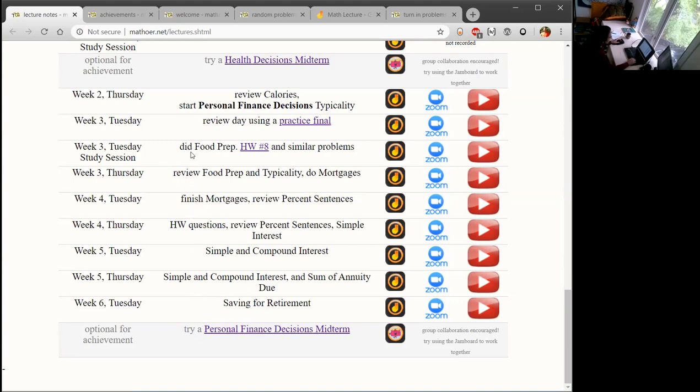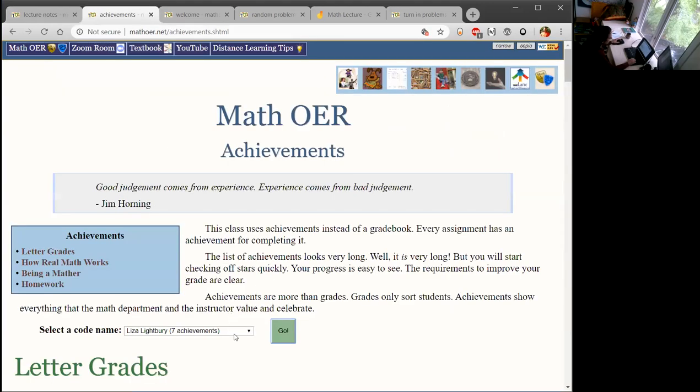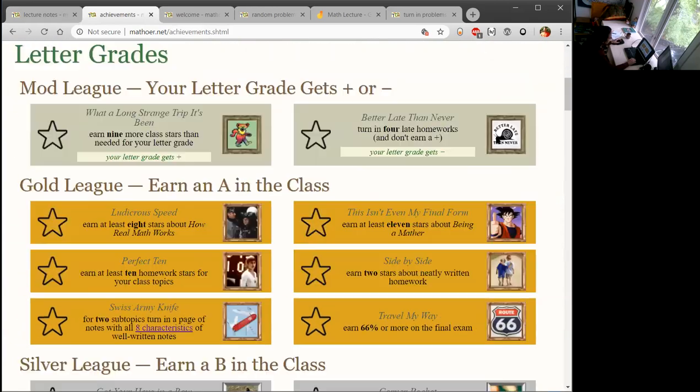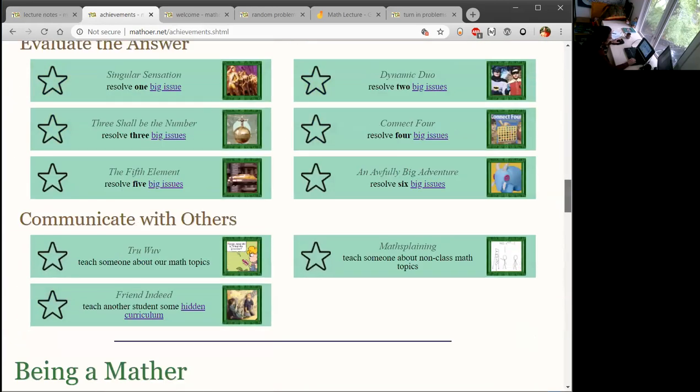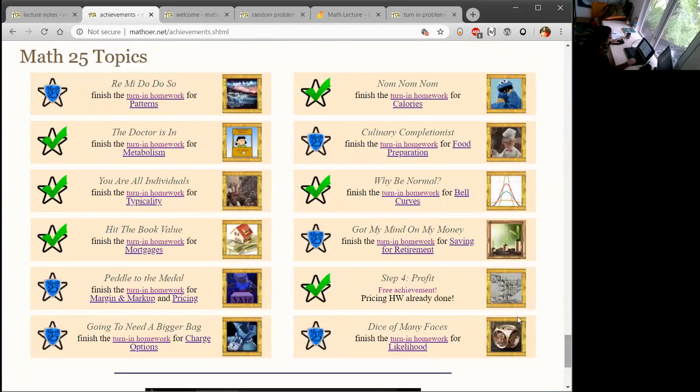Somebody sent me an email wanting a reminder on how the achievements worked. So let's pick somebody's name and hit go. And then you can scroll down and see which stars you have. This person was wondering about homework in particular, so you can see which homework stars are checked off and which ones need to be turned in.